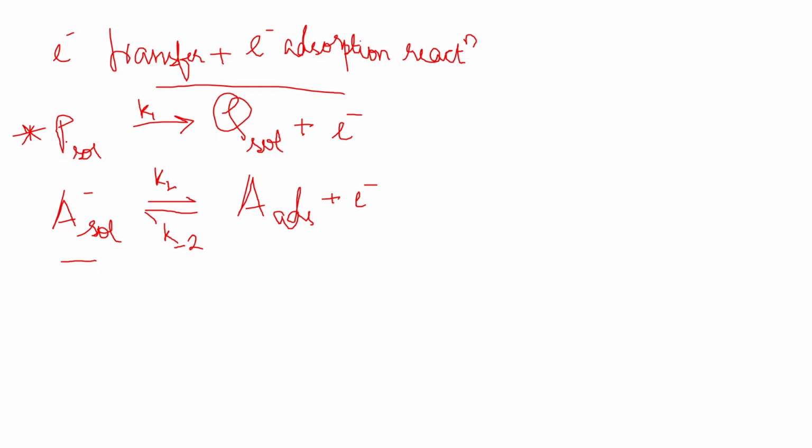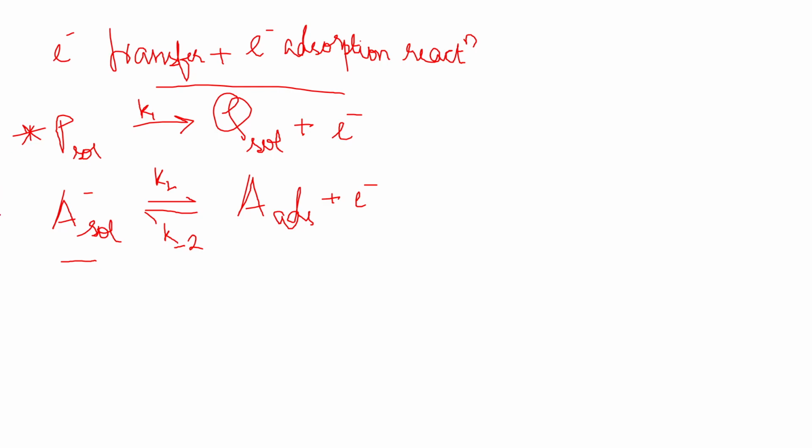But here, what is happening? Is the entire surface available for that reaction? No. Something from the solution is getting deposited on the surface of the electrode, and thereby it reduces the total number of active sites. So the only difference here is that, unlike the first one, there will be a site balance also involved.